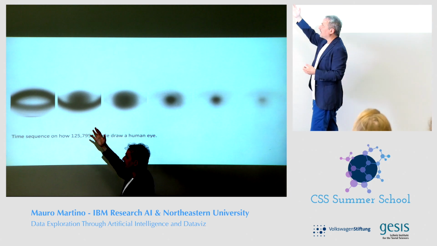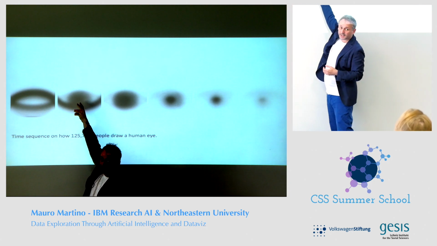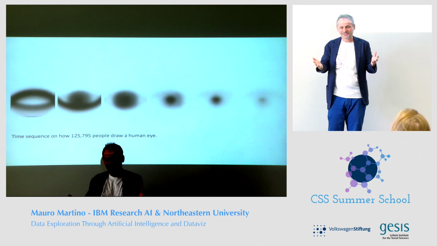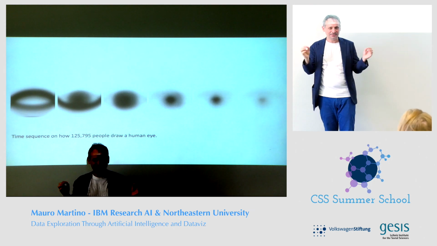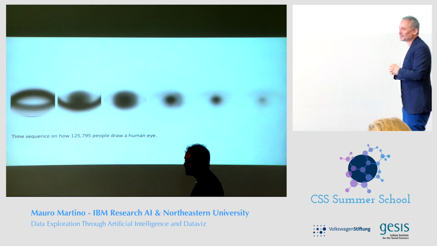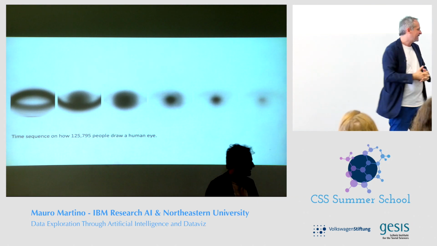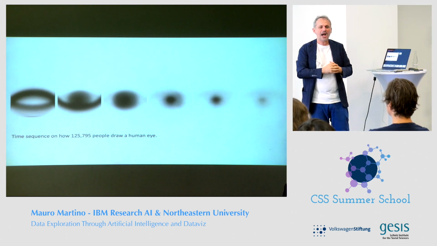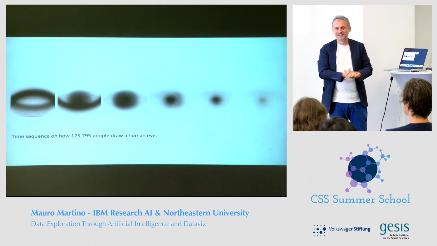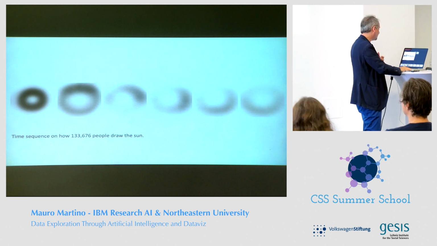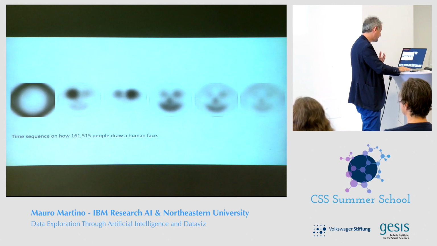Nobody starts to draw the eye from the iris. If you have a friend that does that, they're not human. It's a scientific proof. And so now you know the way to identify strange friends. During your first day, please ask, can you draw an eye, please? Quickly, and let's see. So, sun, and then a face.